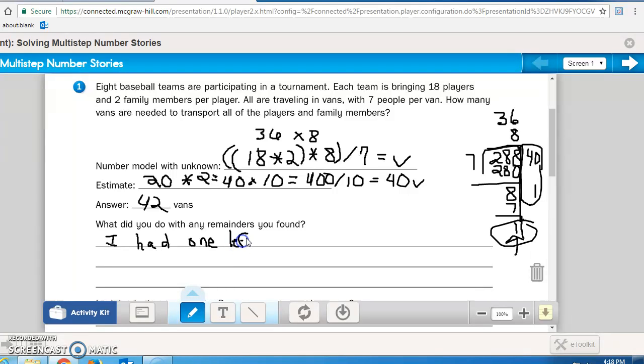And everyone needed a van to ride. I'm going to make a little and symbol here. Hopefully you are writing way faster and neater than I am. Needs a ride. So I really need 42.